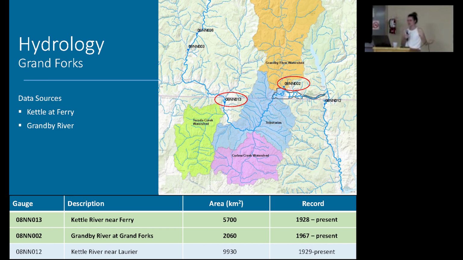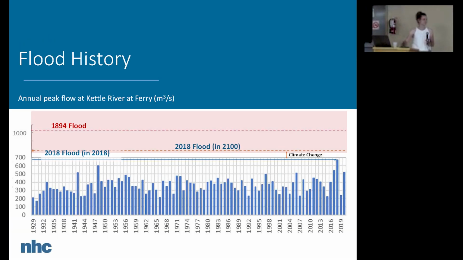So let's look at the flood history. The annual peak flows, here we go. Annual peak flows of the Kettle River at Ferry gauge. You can see all the past floods for the gauge record here. 2018 is the blue line, shown all the way across. It was the largest flood on record.